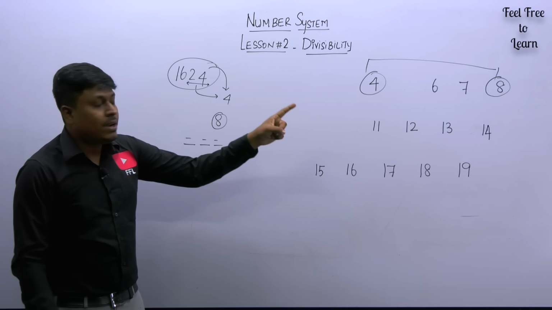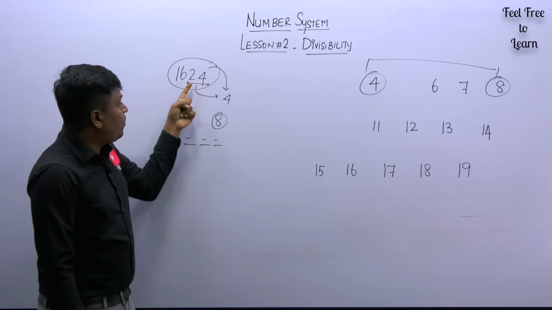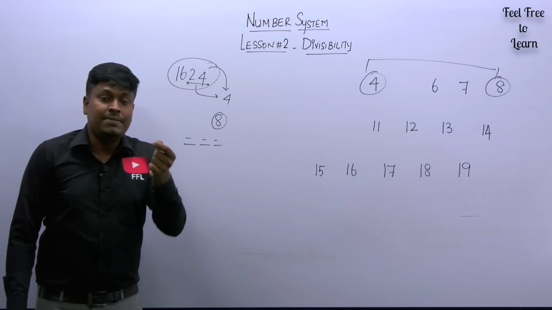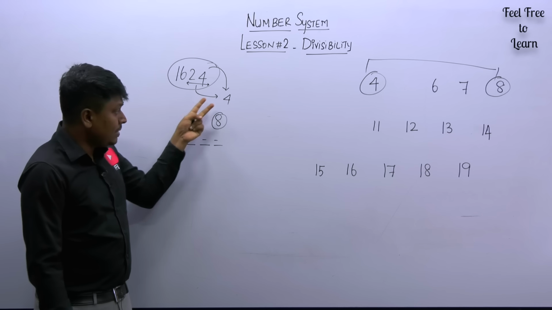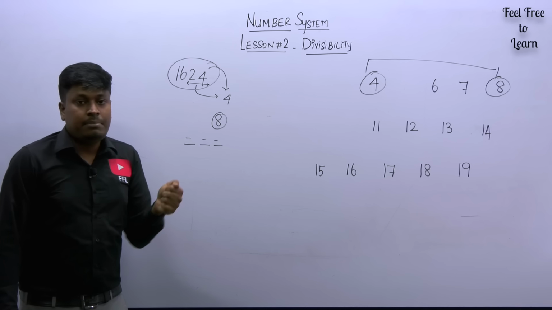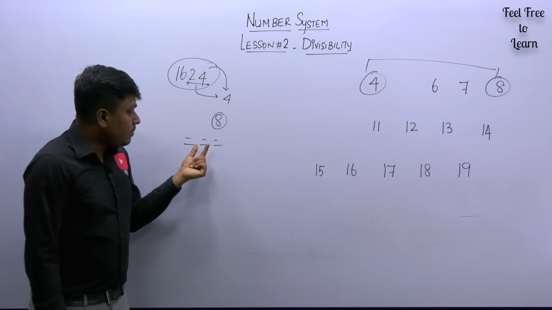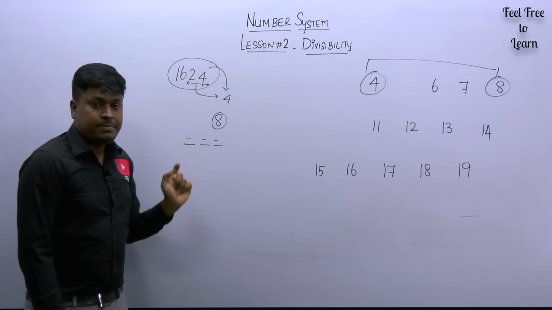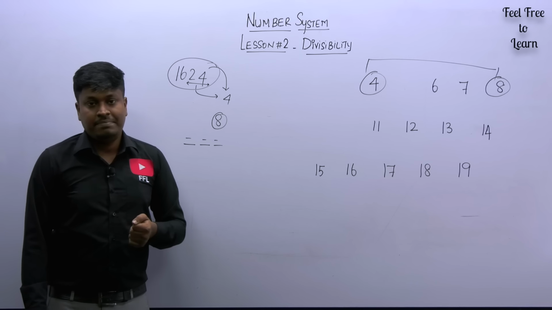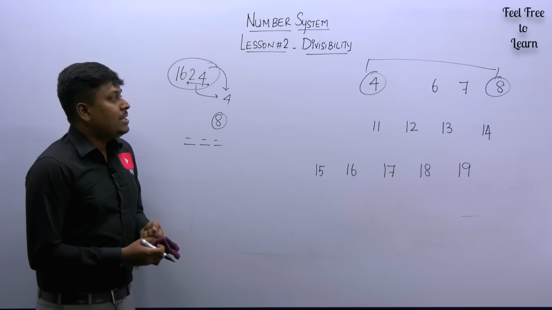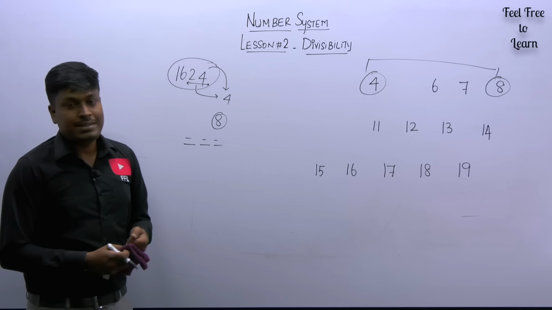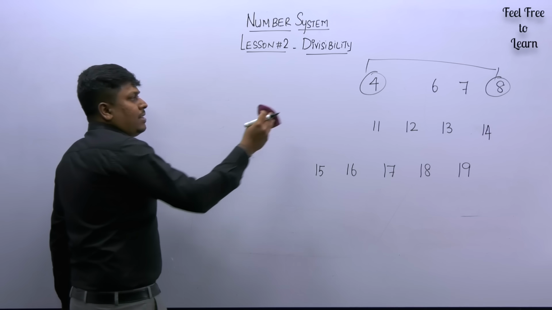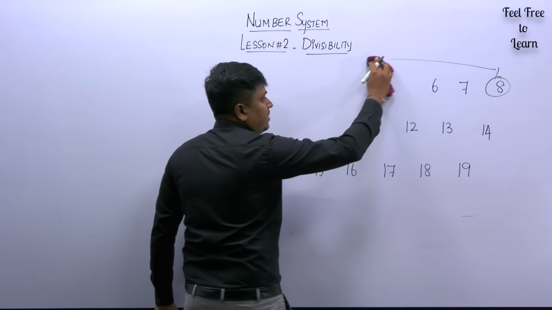But when you take 4 and 8, what you need to do? For 4, you need to check the last two digits. If the last two digits are divisible by 4, then the complete number will be divisible by 4. Similarly, if the last three digits are divisible by 8, then the complete given number will be divisible by 8. So friends, understood or not? So this is the divisibility rule for 4 as well as 8. Got it? So finally we have learned a lot of numbers now. Now you feel this divisibility rule will be very easy.